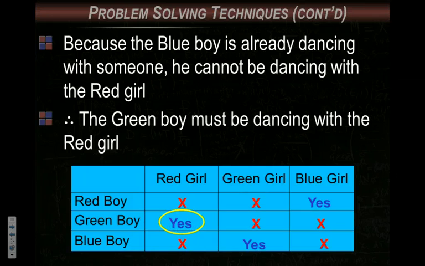Blue boy is already dancing with somebody. So he can't be dancing with red girl, meaning green boy must be dancing with red girl. Solution appears. Didn't have to use any math, just had to use problem solving and a little bit of logic. Okay? Might be important to you to solve problems in this way, but I've done it in a step-by-step process.